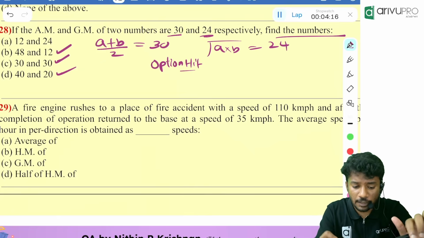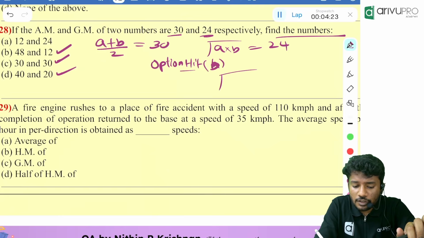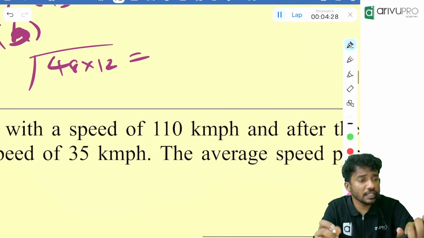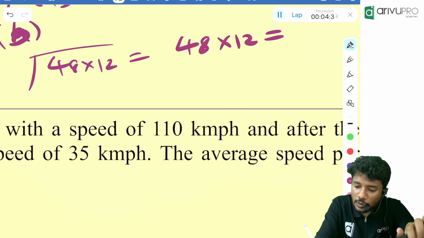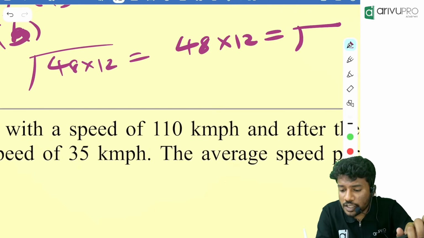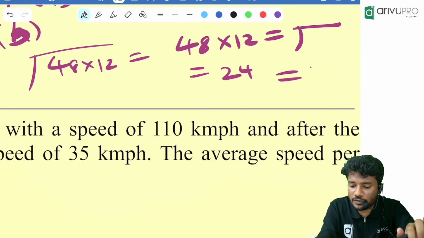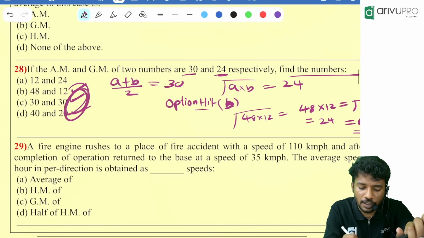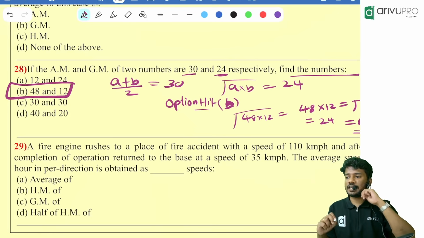But for the geometric mean, try one by one. Option B you tried. That means root of 48 into 12. How will you calculate root of 48 into 12 in the calculator? 48 into 12, then click equal to, then click root. How much are you getting, people? 24, which is equal to 24, our required RHS. That means which option is the right answer, people? Option B is the right answer. Very direct and very easy to get.